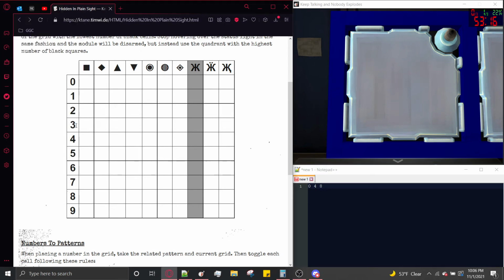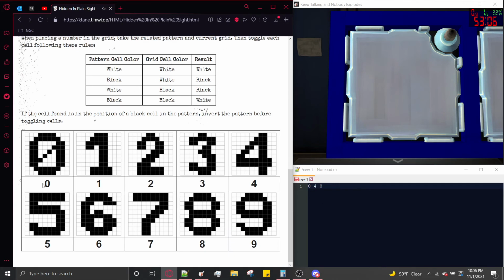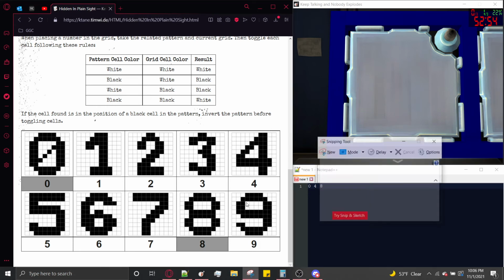So the middle number is 4, so we're going to reference cell A, B, C, D, E, F, G, Hotel 5. Then we're going to use the pattern 0 and 8. Hotel 5 in the 0 pattern is black, and in the 8 pattern it is also black, so we're going to toggle the white cells in both of the patterns, not the black cells.